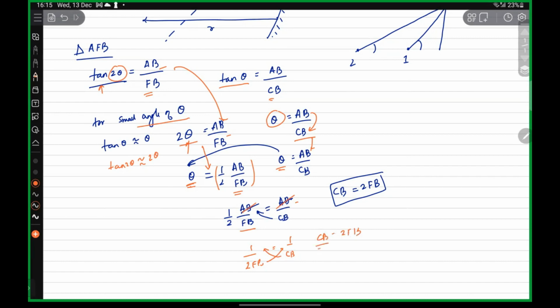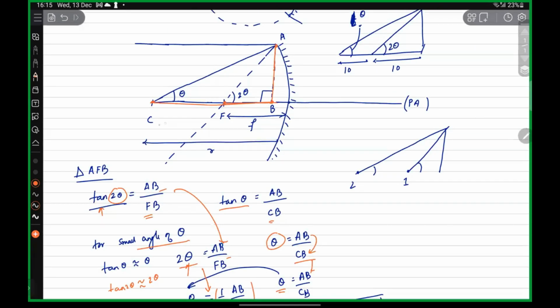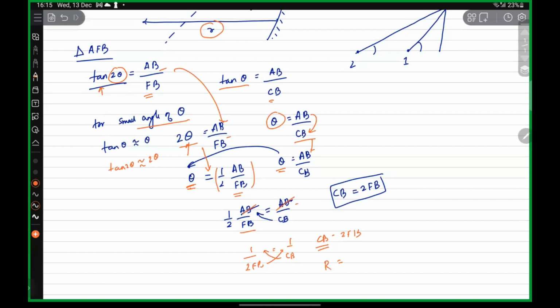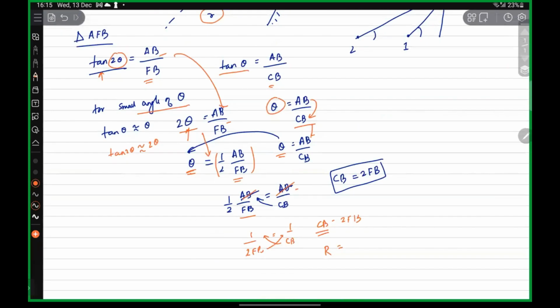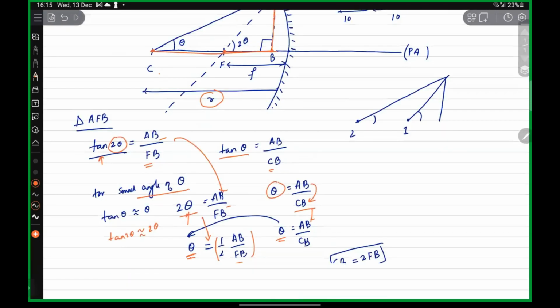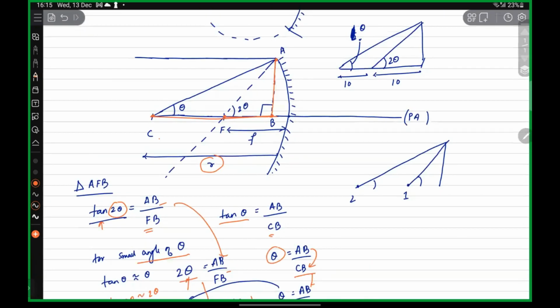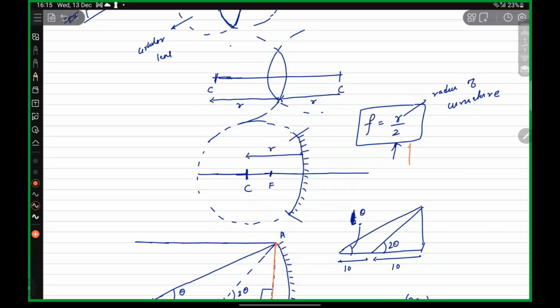So now what is CB? CB is center of curvature to the optical center. So this will be radius of curvature, R, will be equal to, what is FB? FB is basically focus to the optical center. That will be F, and there is 2 in front. So radius of curvature is 2 times focal length, or focal length is radius of curvature divided by 2, which satisfies the thing that I told you before. Am I clear?